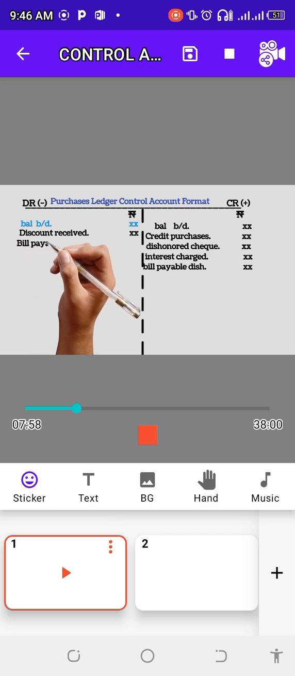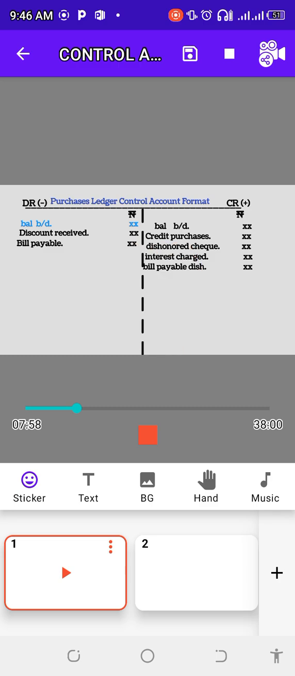Discount received will also reduce it. Bills payable will reduce this account.